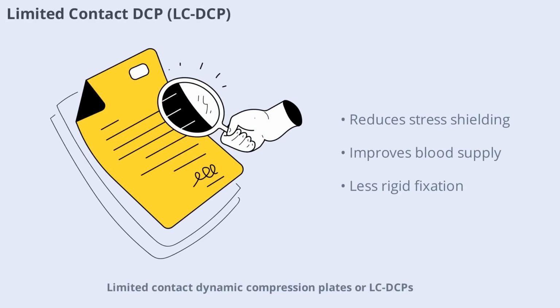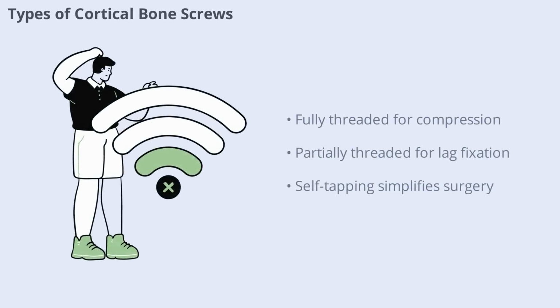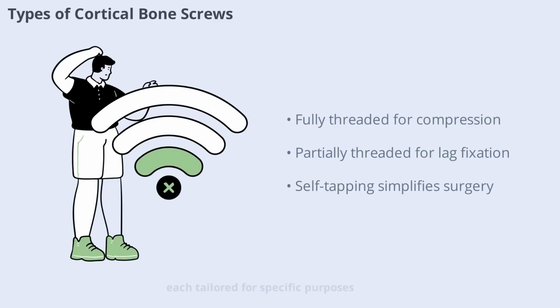Limited contact dynamic compression plates, or LCDCPs, are designed to reduce the contact area between the plate and the bone. This minimizes stress shielding and improves the periosteal blood supply, which is crucial for bone healing. LCDCPs are often used in fractures that require less rigid fixation, allowing the bone to heal more naturally while still providing necessary support. Cortical bone screws come in several varieties, each tailored for specific purposes.